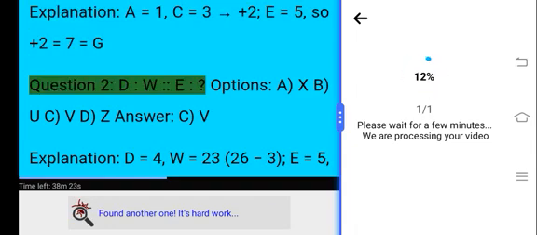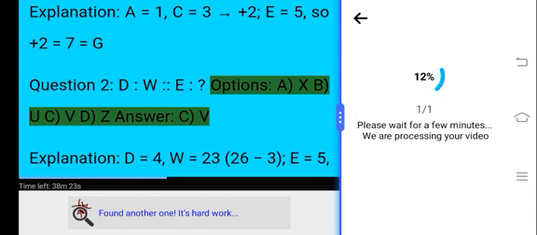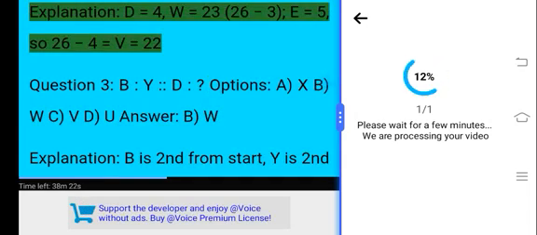Question 2. D, W, E. Options: A, X, B, U, C, B, D. Answer: C, B. Explanation: D equals 4, W equals 23, 26 minus 3, E equals 5, so 26 minus 4 equals B equals 22.